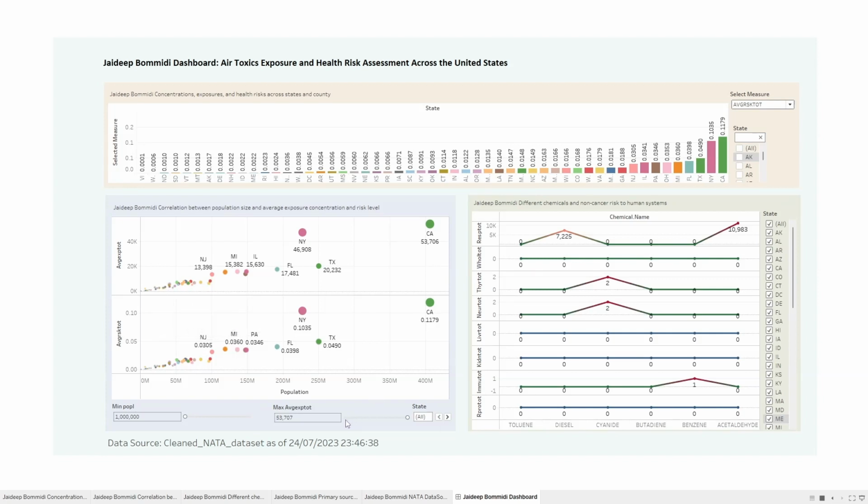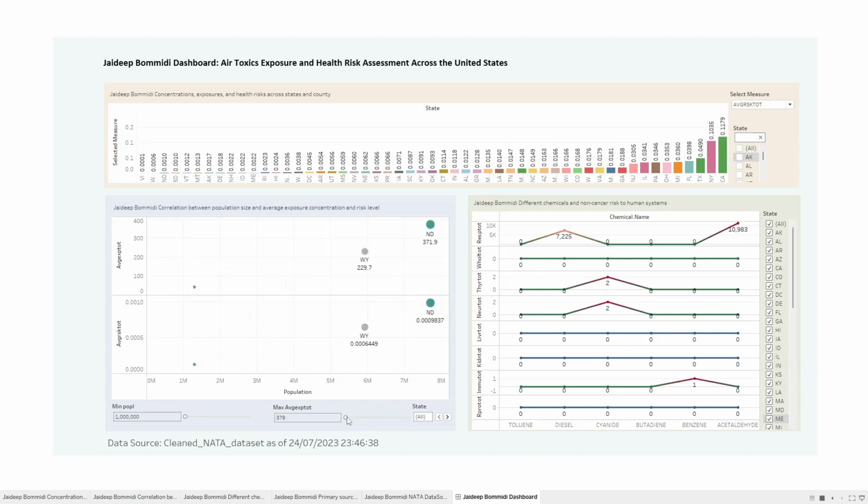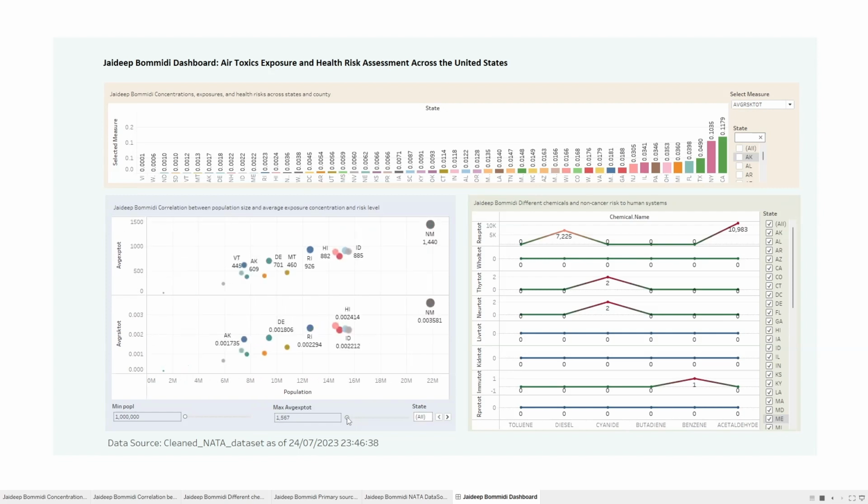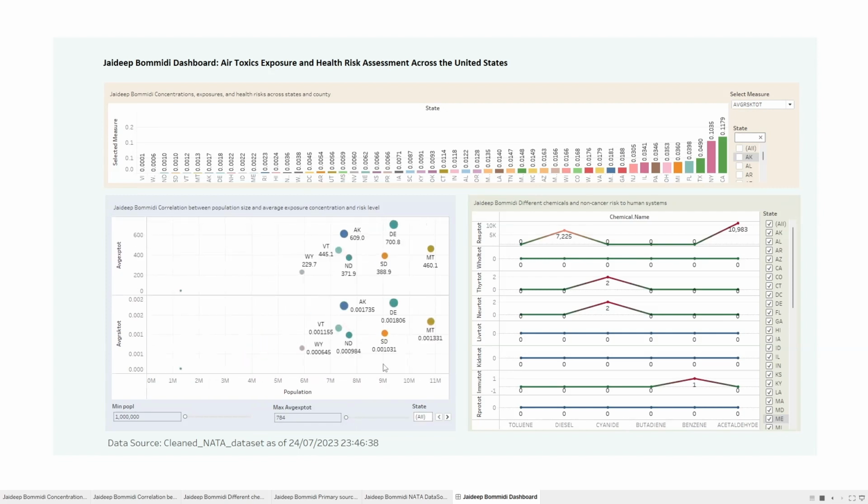So here I can set a minimum value so that I can see which states are being used there, and you can see here the population of Wyoming, North Dakota, and South Dakota are less than 10 million, and hence they have very least exposure as well as the risk levels.